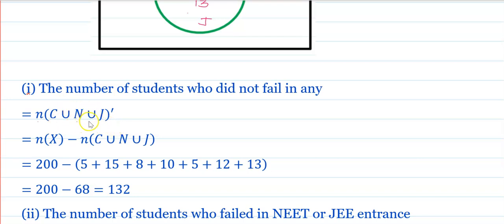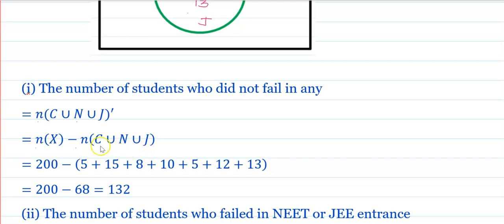These are all those who failed. Then if we want to find out its complement, what will you get? N of X minus the total number of all these students, by using the formula n of (C union N union J) complement plus n of (C union N union J) is equal to n of X, and hence n of (C union N union J) complement is equal to n of X minus n of (C union N union J).